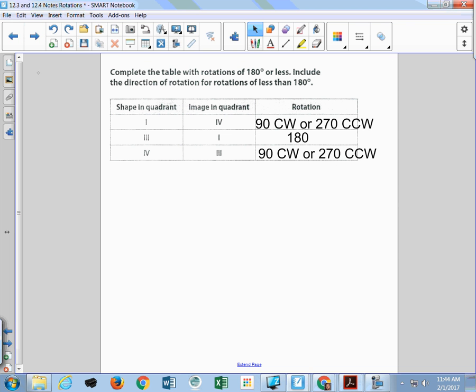All right, let's get into more algebraic stuff. Let's complete the table with rotations of 180 degrees or less. Include the directions of rotations for rotations less than 180 degrees. All right, so I went ahead and filled this out. So copy this down real quick. It says shape is in quadrant 1, and you go 180 degrees.